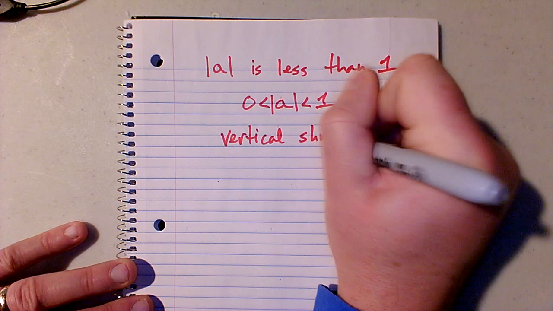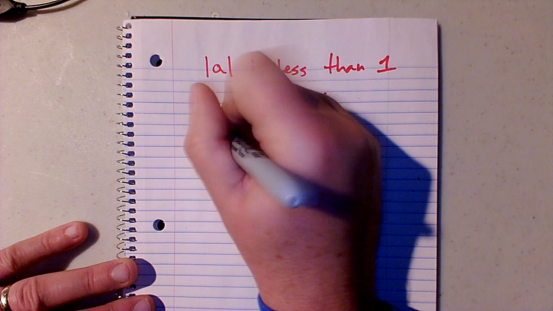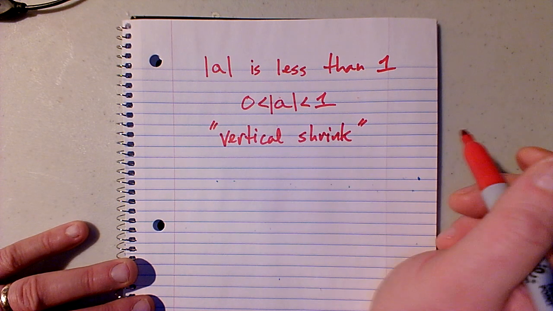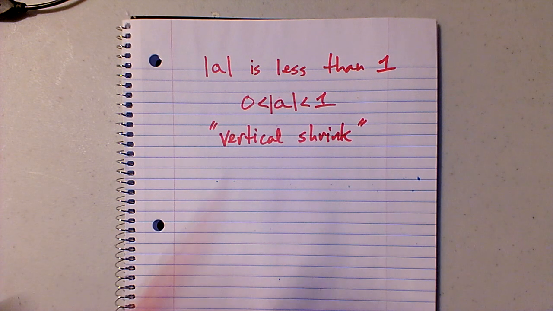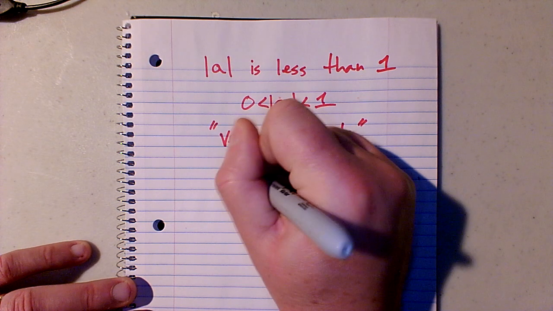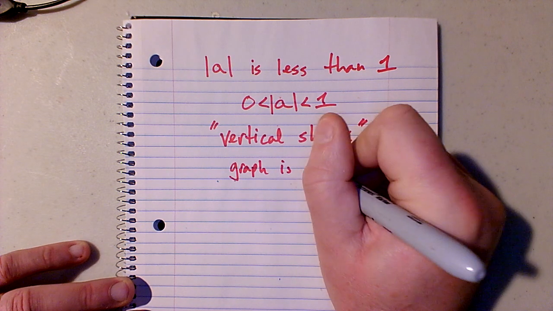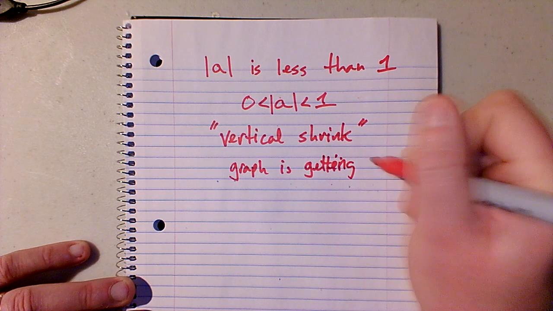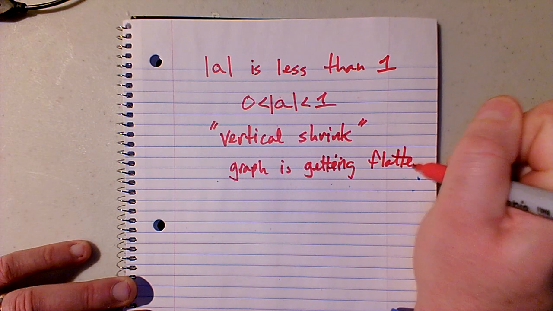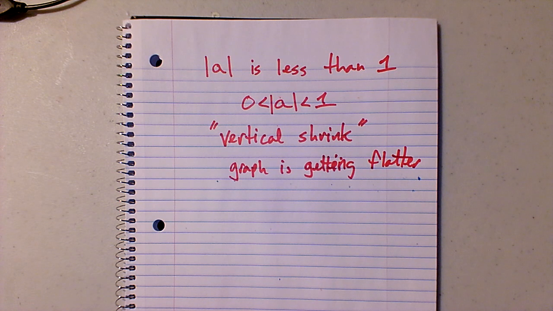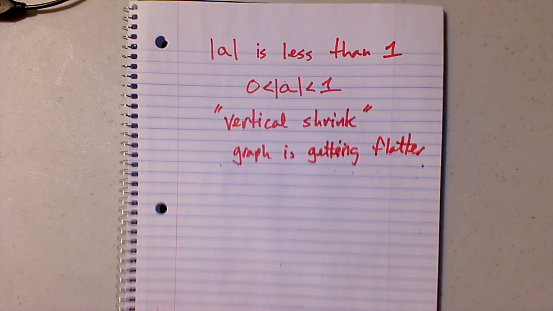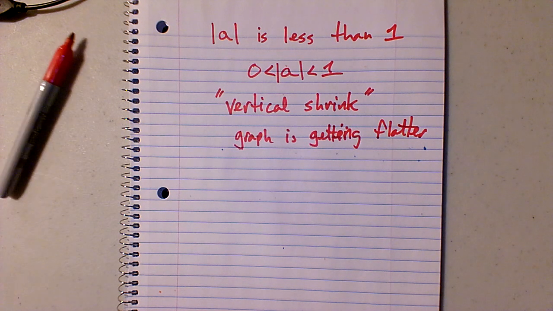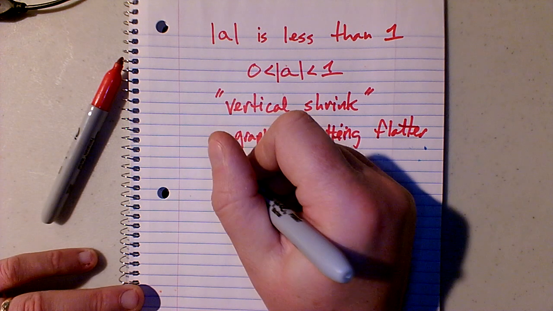Your book uses this. I'm not familiar with this terminology of a shrink. I'm used to it being called a compression. But what's going on is your graph is getting flatter. It's getting squished down toward the x-axis. So let's do an example of that, and then we're done.